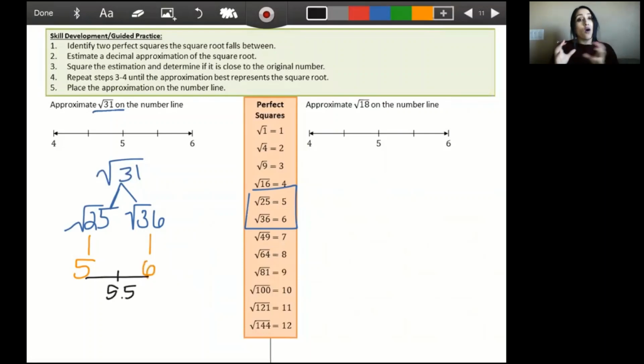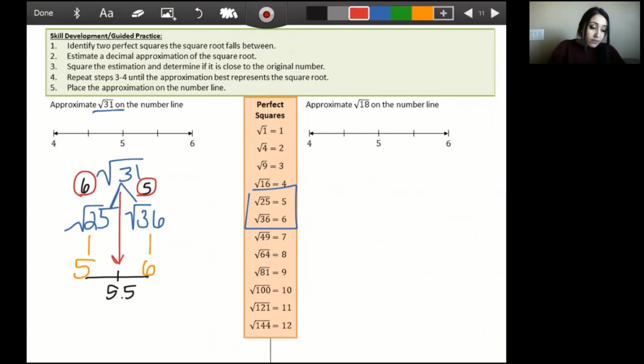So I'm going to draw my own number line before I estimate and place it on the number line. Now I know that the square root of 31 is 6 units away from the square root of 25. The square root of 31 is 5 units away from the square root of 36. Because it's kind of in the same distance in between the square root of 25 and the square root of 36, I'm going to start off with 5.5.